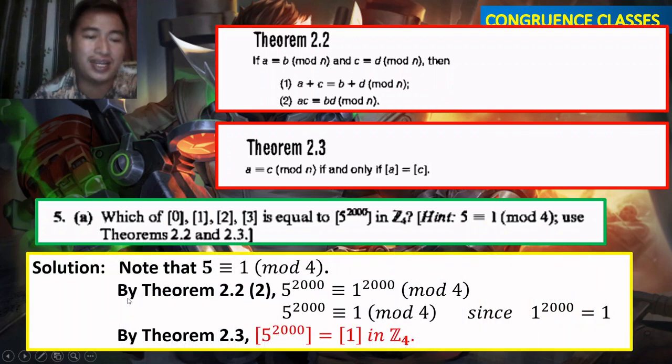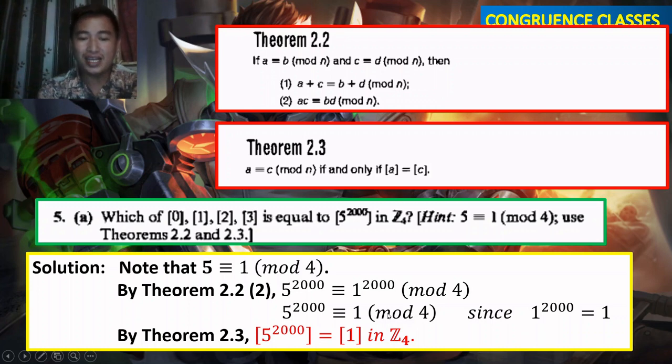So, solution. Note that 5 is congruent to 1 mod 4. Class, if you multiply 5 and then multiply 1, where does it go? Okay, so we use Theorem 2.2 number 2. 5 is congruent to 1, and 5 is congruent to 1. A and C are both 5, and B and D are 1 mod N. So the product of 5 and 5 is 5 times 5, and 1 times 1 is 1. Since we have 2,000 factors of 5, we multiply 2,000 factors of 1 on the other side, by Theorem 2.2 number 2.